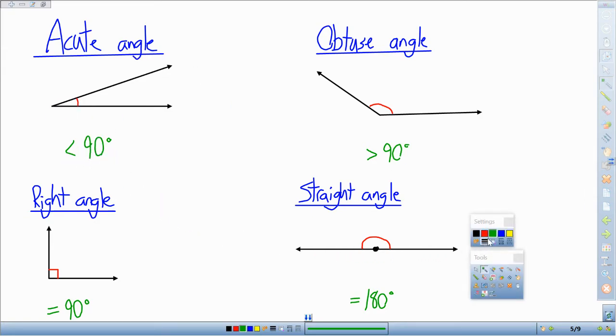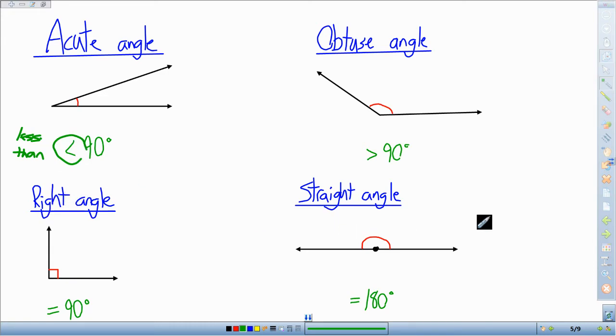One thing you might want to add to your notes, if you're a little shaky on it, this is a less than symbol. If you didn't read less than 90 when you wrote this on your paper, add it to your notes. So, less than. Start to get used to knowing that that's a less than sign. Okay, on this one, an obtuse angle is an angle that is greater than 90 degrees, right? So that's a greater than symbol. If you need to write it in your notes, go ahead.